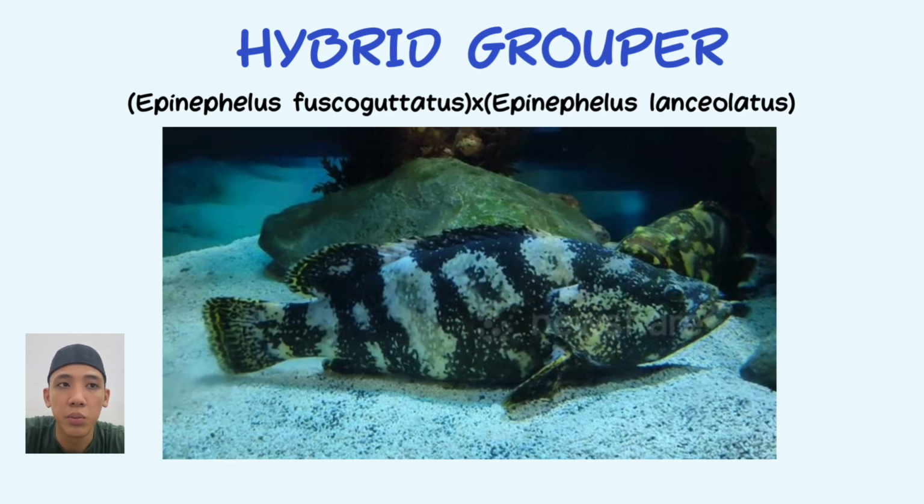So the hybrid grouper is a new type of grouper, and the first hybrid grouper was crossbred by researchers from Universiti Malaysia Sabah, in collaboration among the researchers of the Borneo Marine Research Institute of UMS, the Fisheries Development Authority of Malaysia, and Kinki University of Japan, represented by Professor Dr. Shigeharu Senoo of UMS.